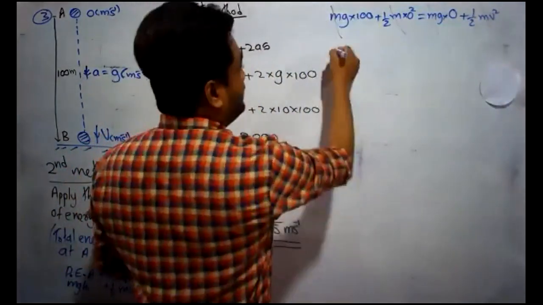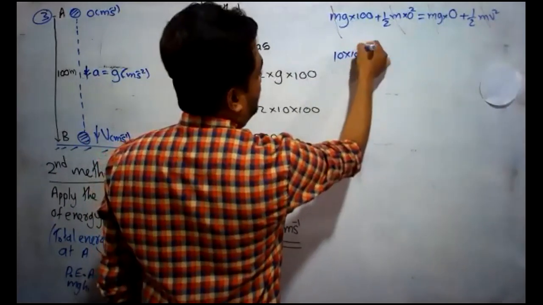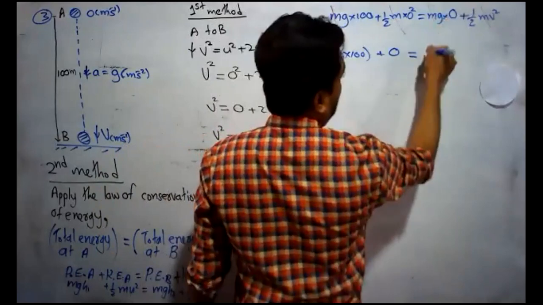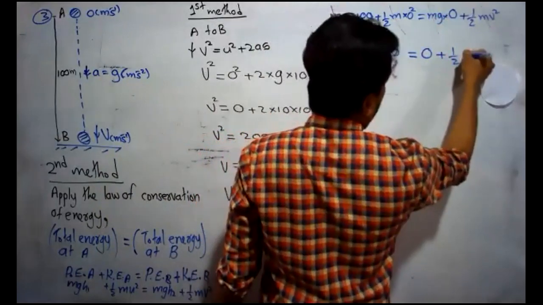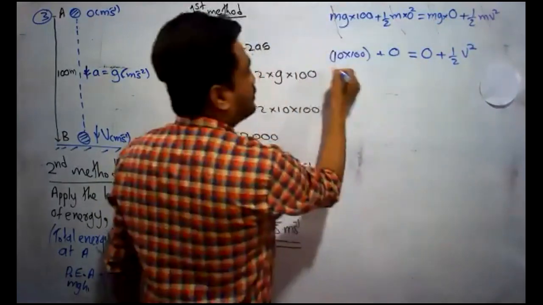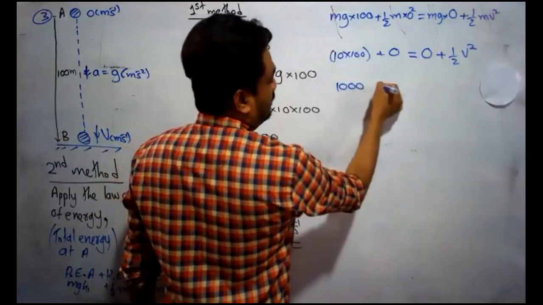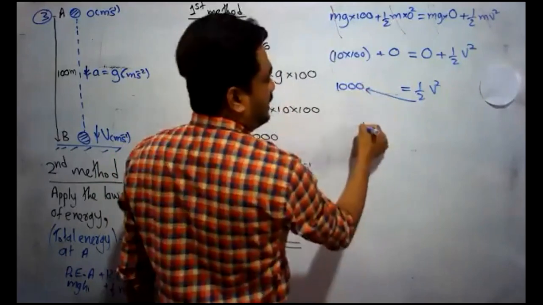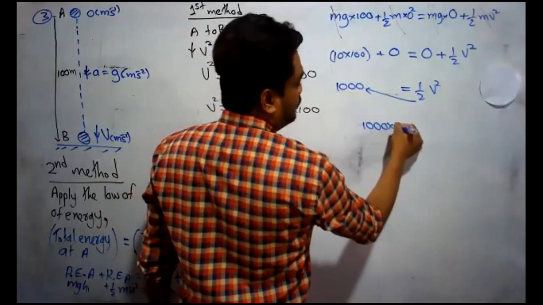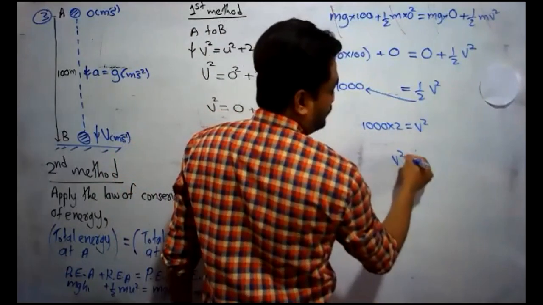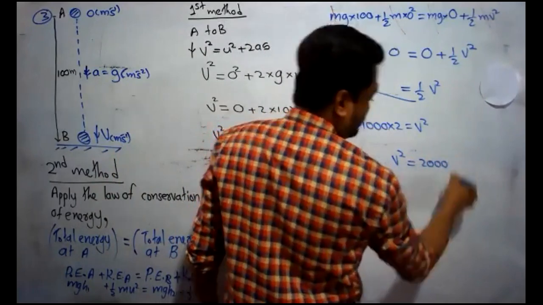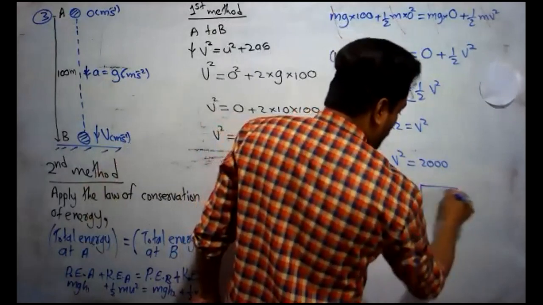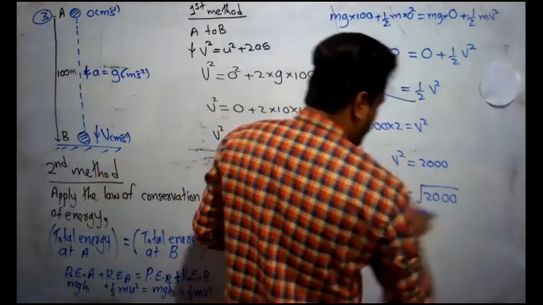The value of g is 10, into 100 plus 0 into anything 0, plus half v square. So this is 1000 equals half v square. If I take 2 to this side, 1000 times 2 equals v square. It means v square equals 2000. So v equals square root 2000.